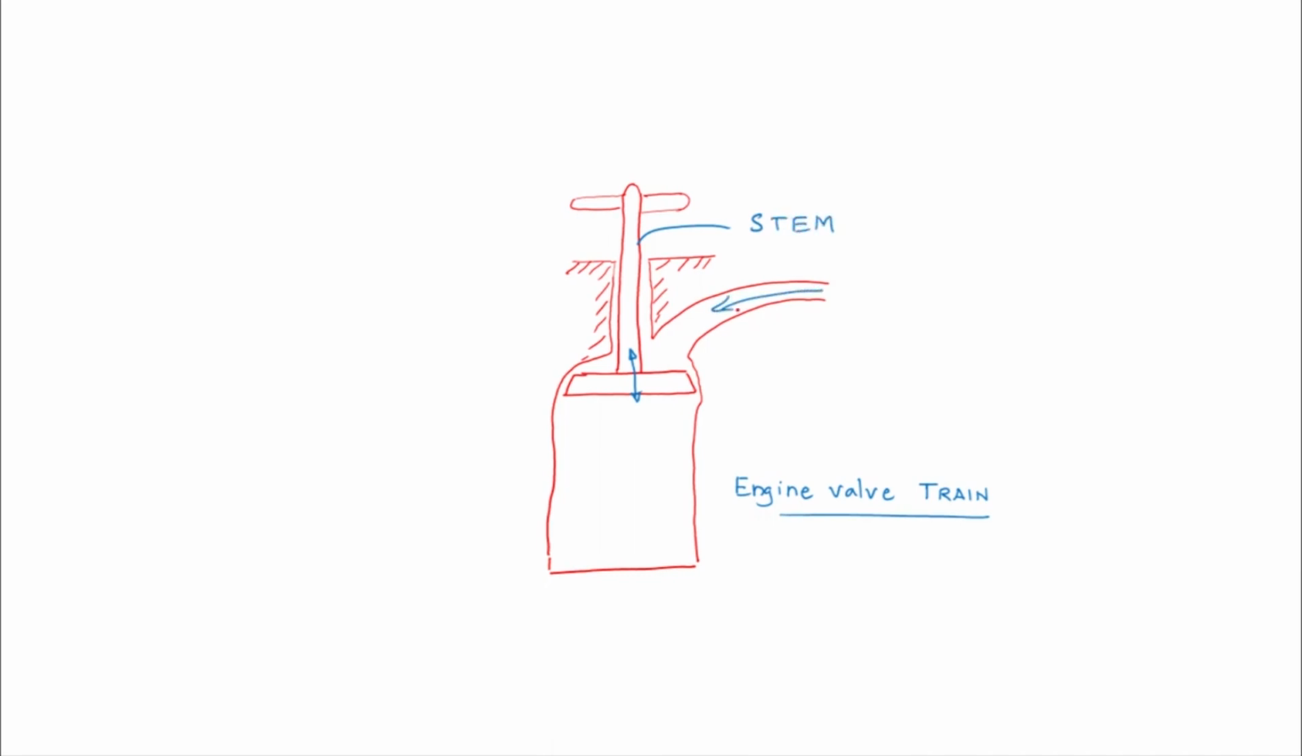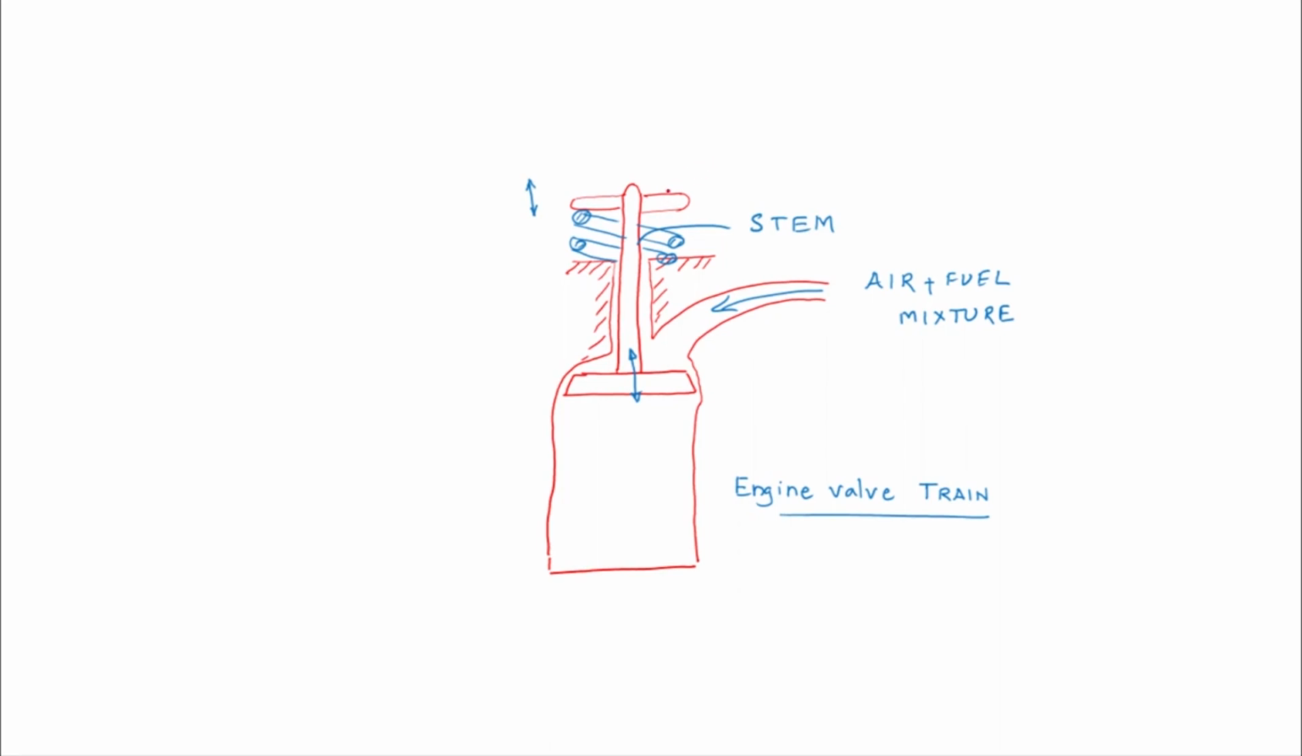Through this passage, the air and fuel mixture will enter. So we need a downward motion to open the valve so that the air and fuel mixture will come inside, and then there has to be an upward motion as well. To ensure the upward motion, we are using springs. Due to the stiffness of the spring, the stem would always move upward, and the valve will be in the closed position.